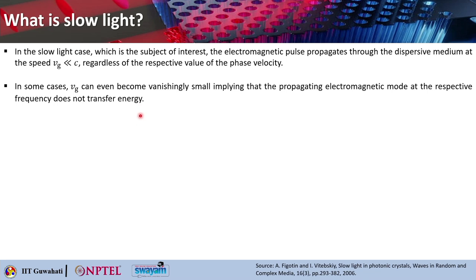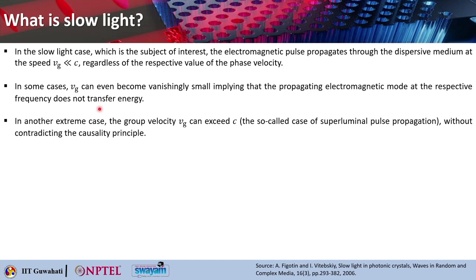In some cases Vg can become vanishingly small, implying that the electromagnetic mode is basically propagating at a very slow speed, and at that respective frequency it does not transfer energy. In another extreme case, the group velocity Vg can also exceed c, and that is the case of so-called superluminal pulse propagation. That can happen without contradicting the causality principle.